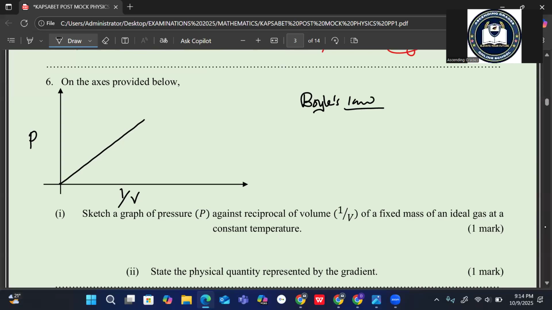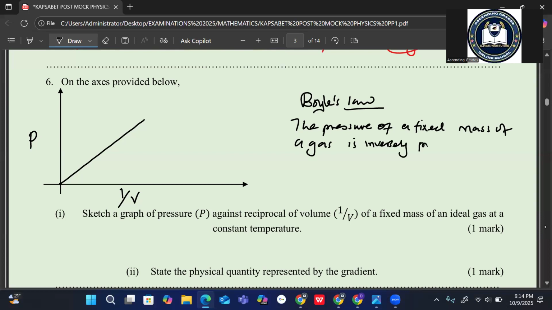Maybe I can remind you: the pressure of a fixed mass of a gas is inversely proportional to its volume at a constant temperature.